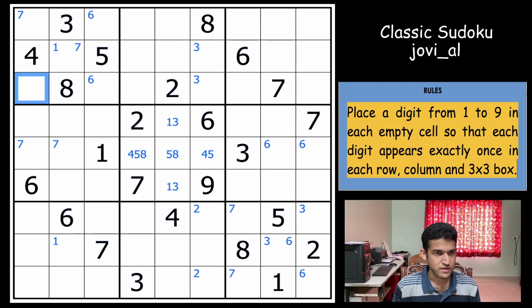Okay, look at this cell. This cannot be 3, 4, 5, 8. It cannot be 2, 6 and 7. So this has to be 1 and 9.